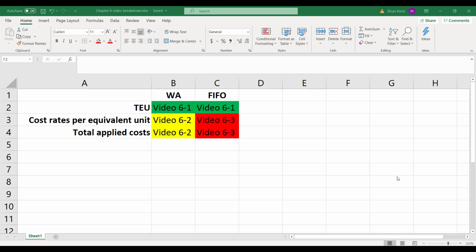Chapter 6 is about process costing, and there are generally 3 steps that I go over and 2 different methods for process costing. There's calculating total equivalent units, or TEU, in both the weighted average and FIFO methods. That's the first step. Second step is cost rates per equivalent unit. Now that you have total equivalent units, you can put this TEU in the denominator and calculate cost rates. And we have that in 2 different methods as well, slight differences between the 2 of them.